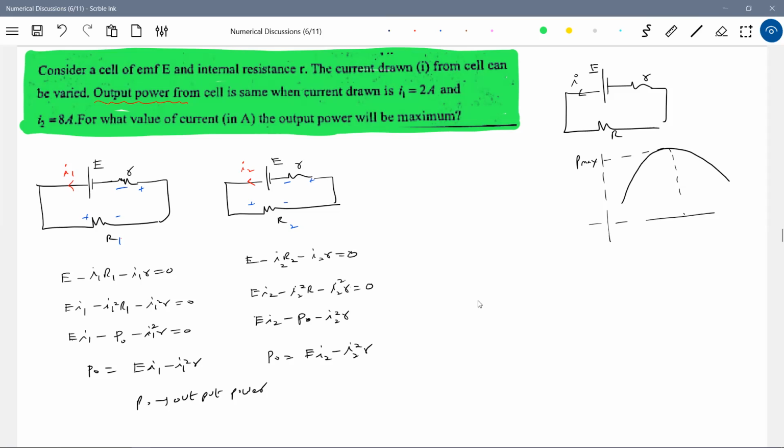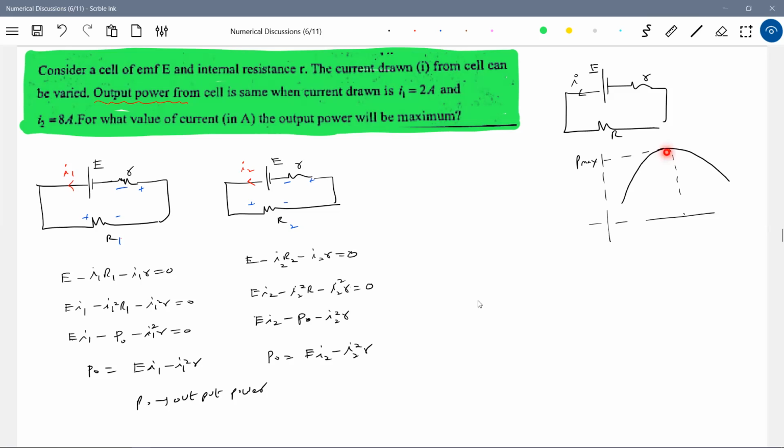Now you can ask the question, sir, how can you say this is R1, R2? Can it be R? It can be R also, because the output power is the same. If the output power is the same, then I1 square R and I2 square R is not possible. So therefore it should be R1, R2 only. Am I right? I think I should justify this.